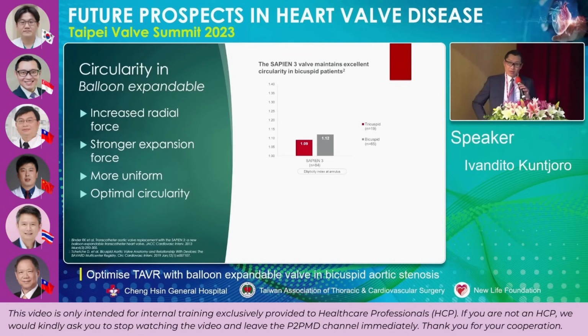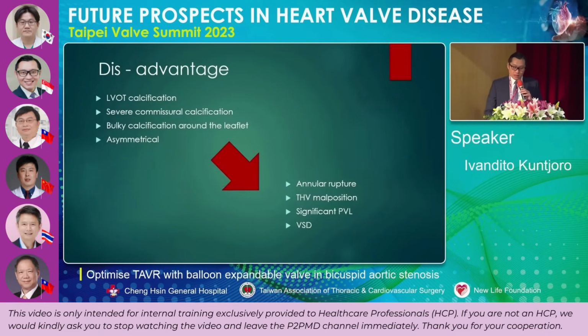So they have somewhat stronger expansion when we implant the valve, and that makes the expansion more uniform. This is important to achieve what we think is optimal circulation. It also creates a disadvantage for bicuspid patients, especially those who have LVOT calcification, severe calcification on the commissure, especially if it's bulky on one side, because this can potentially cause annular rupture, malposition of your valve, and also sizing.